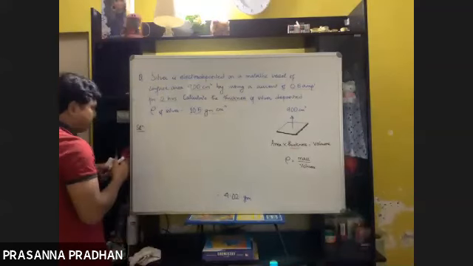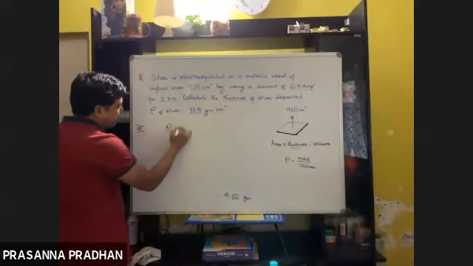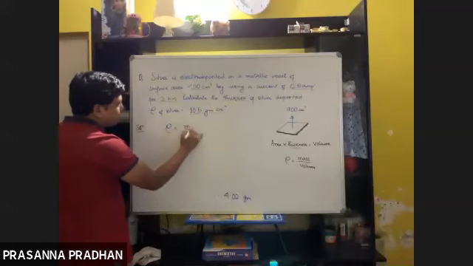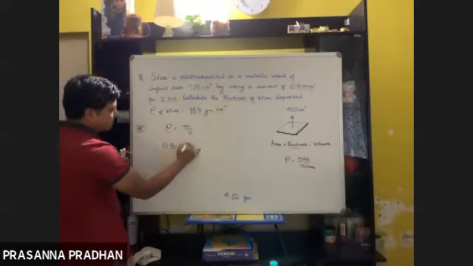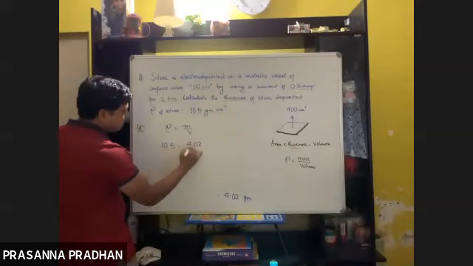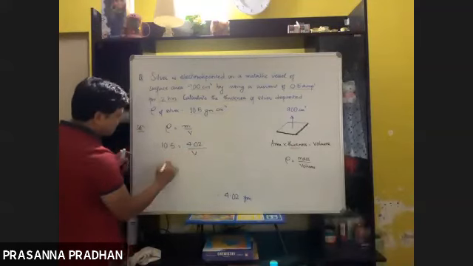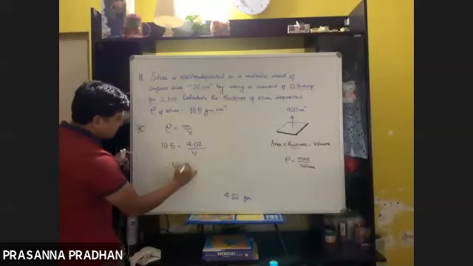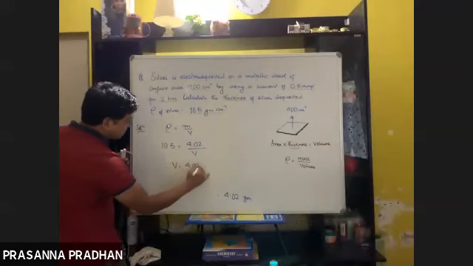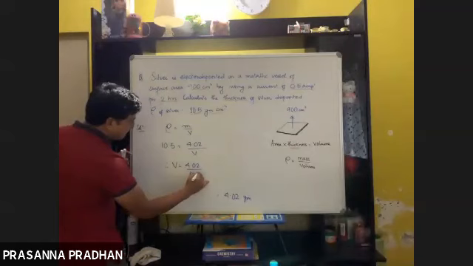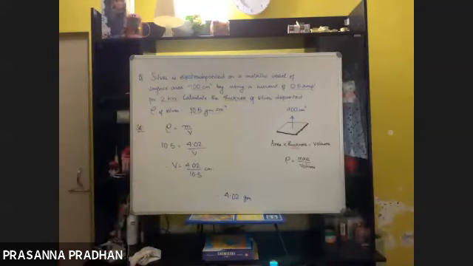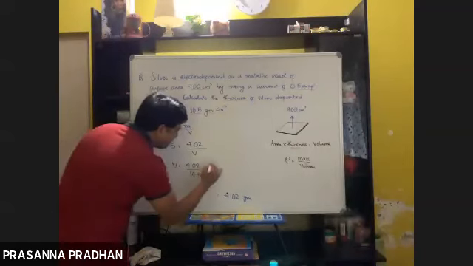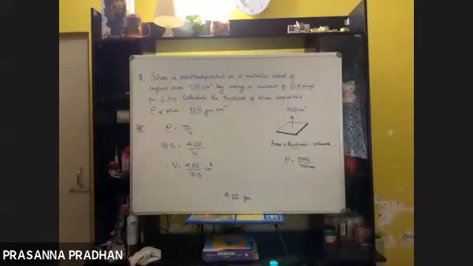Now I know density is equal to mass by volume. So what is the density given? 10.5. What is the mass of silver deposited? 4.02. So what is the volume of silver deposited? Therefore, volume is going to be 4.02 divided by 10.5. What is the unit? Centimeter cube. This is the volume of silver deposited.